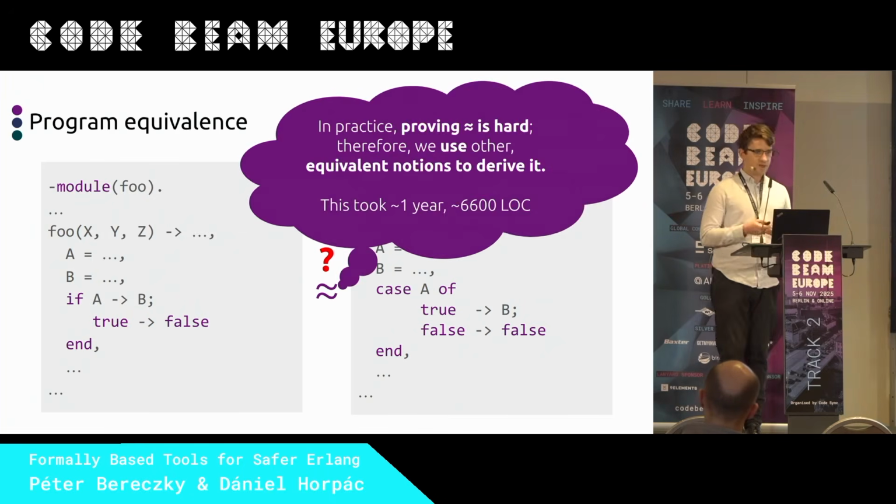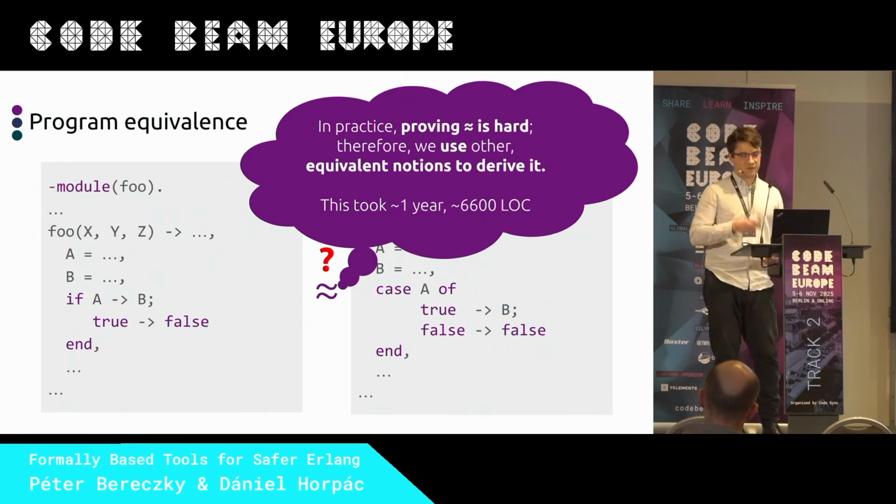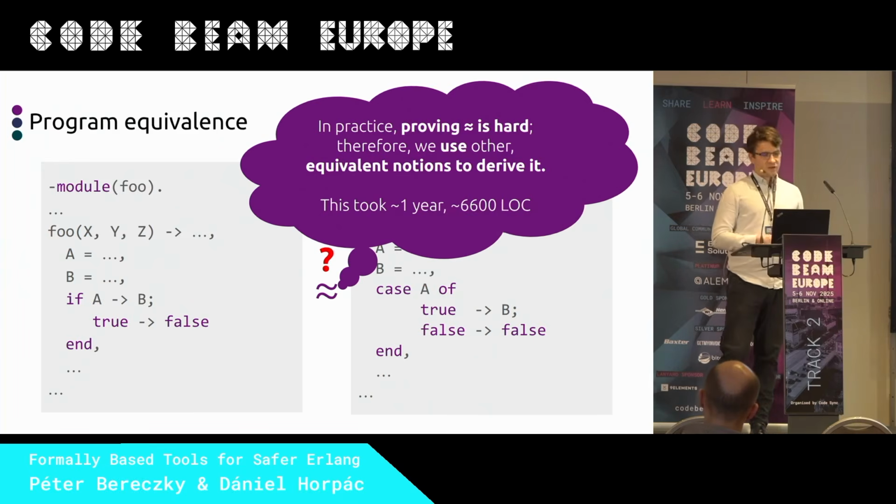And actually proving inequivalence with this notion is very simple. You just have to show a context where they behave differently. But if you want to prove equivalence, then you will have a hard time. So what we did here, we developed alternative equivalence notions and to derive this kind of equivalence and prove that they coincide. This took a lot of effort in our project.